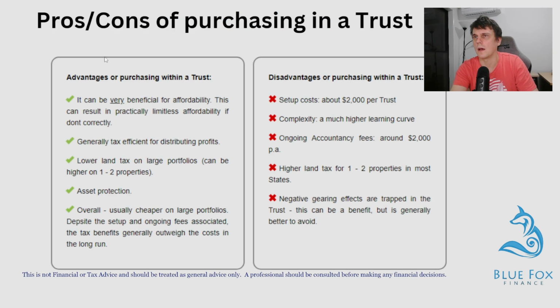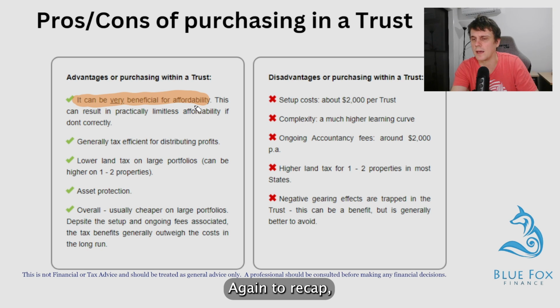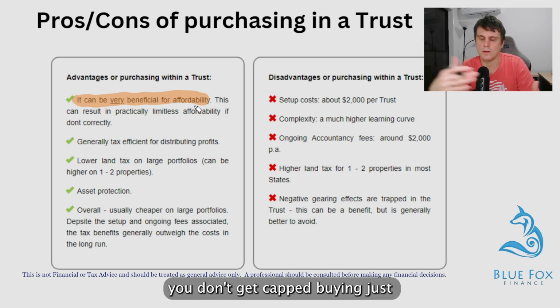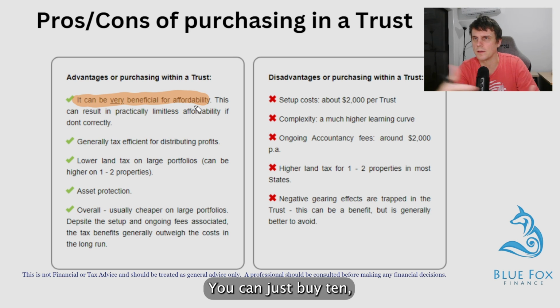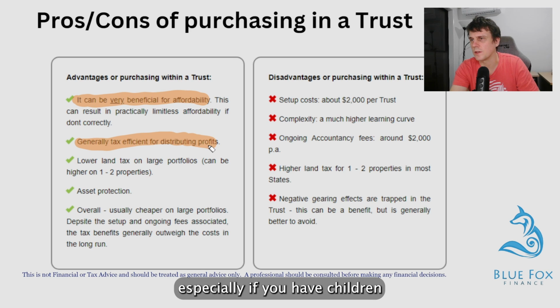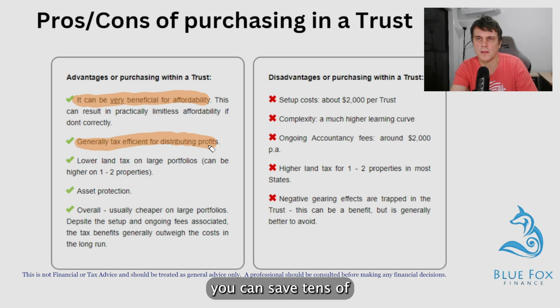Firstly, let's talk about advantages. Again, to recap, we put a property in a trust, we exclude it from affordability. It means that you don't get capped at one or two properties. You can just buy 10 as long as they're all in the trusts. That's fine to do. Tax efficient for distributing profits. That's super important, especially if you have children or if you have one working spouse and one non-working spouse. You can save tens of thousands of dollars a year. Lower land tax, we'll talk about that later, but again, a tax saving.